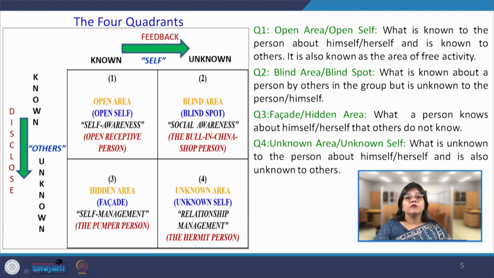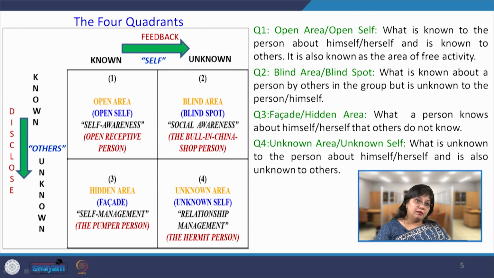The other is the facade, the hidden area, which is an area of self management and the pamper person. In this area, the person knows about himself, but the other people do not know him at all. He has deliberately withheld certain information about himself which he does not want to share with others. It can be his hidden desires, fears, secrets which he does not want to share with the other members of the group, and he manages the information by not sharing it.